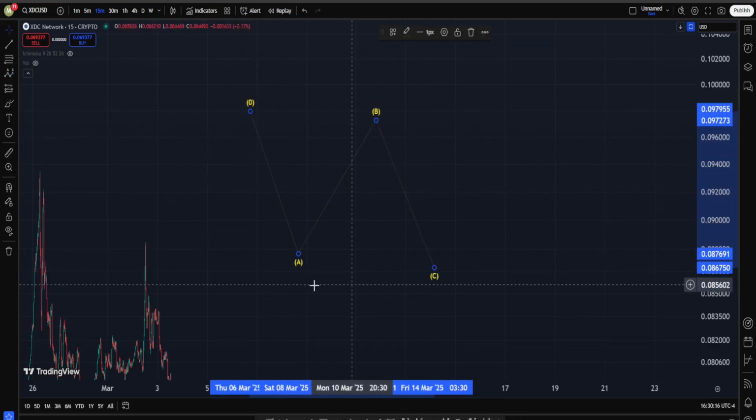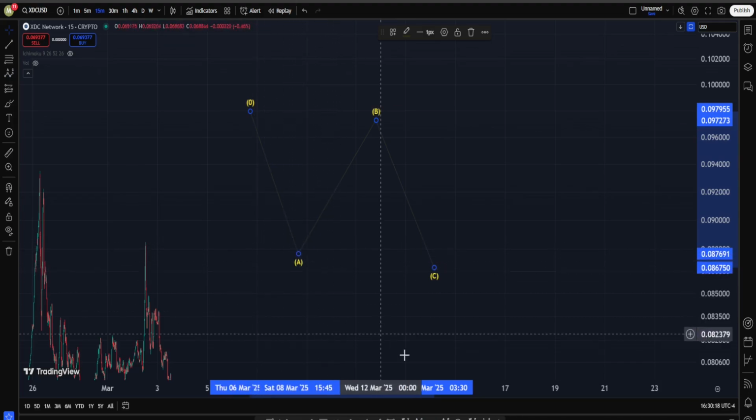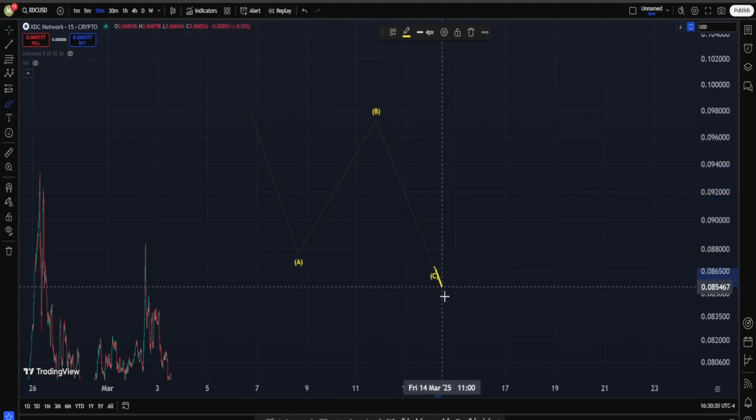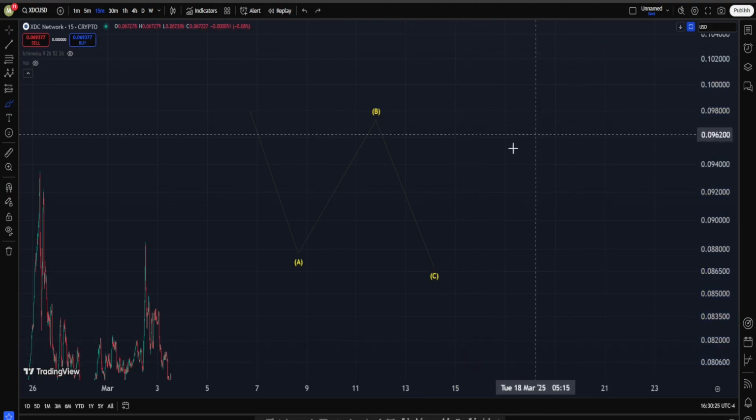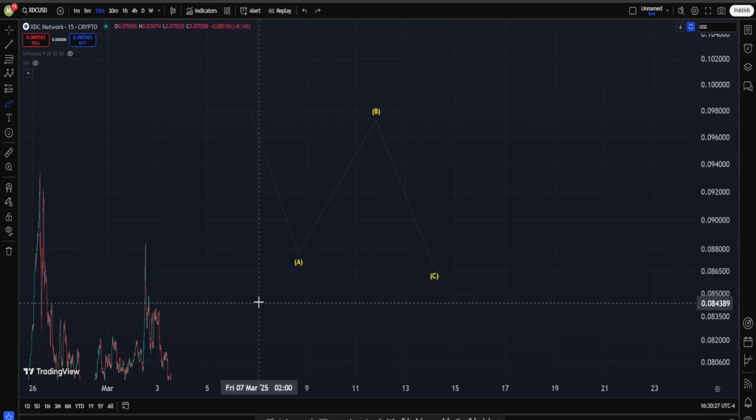And in this move, if we are going to take the low of our A leg, we're not really going to go much more down than that and, for example, do something like this and then get a very strong move up. No, usually our C leg is going to end right around the low of our wave A.